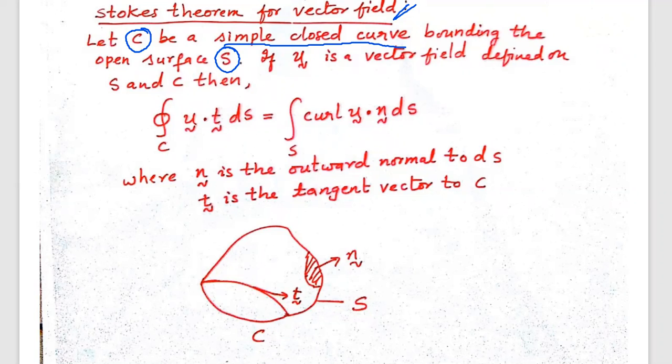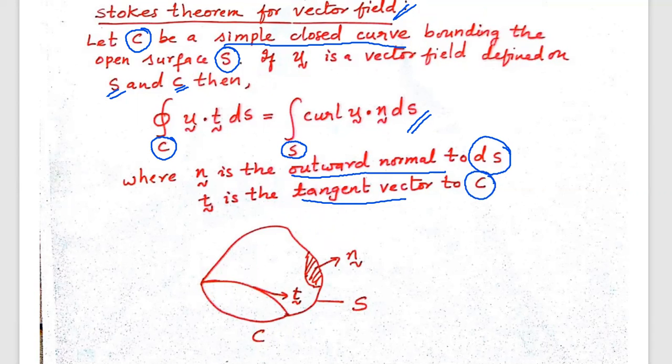If U is a vector field defined on S and also on C, then we have this theorem. We have the line integral over the curve C, U dot T ds is equal to the surface integral curl of U dot N ds, where N is the outward normal to ds and T is the tangent vector to the curve C. You can see the diagram here.